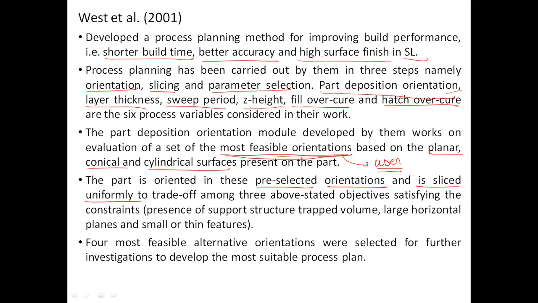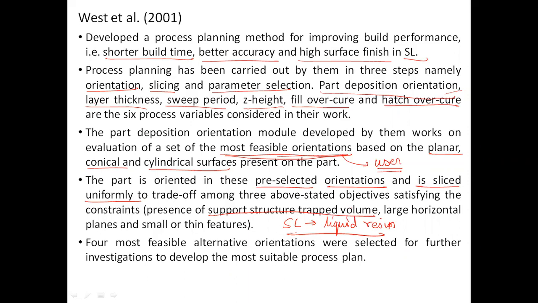Now, what they found was, since the stereolithography process uses liquid resin, once you are making a part, and if you are making a hollow part, a lot of liquid resin gets entrapped within the shell of the model. So support structure trapped volume becomes very important, because this volume, if it remains trapped inside, increases the overall weight of the system.